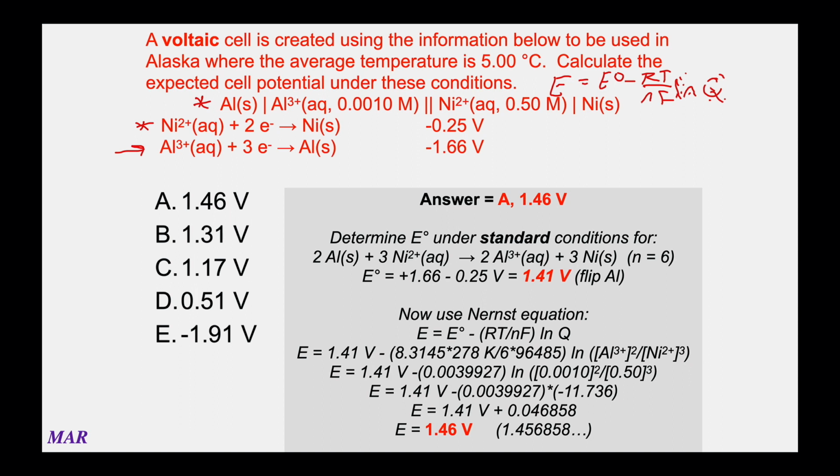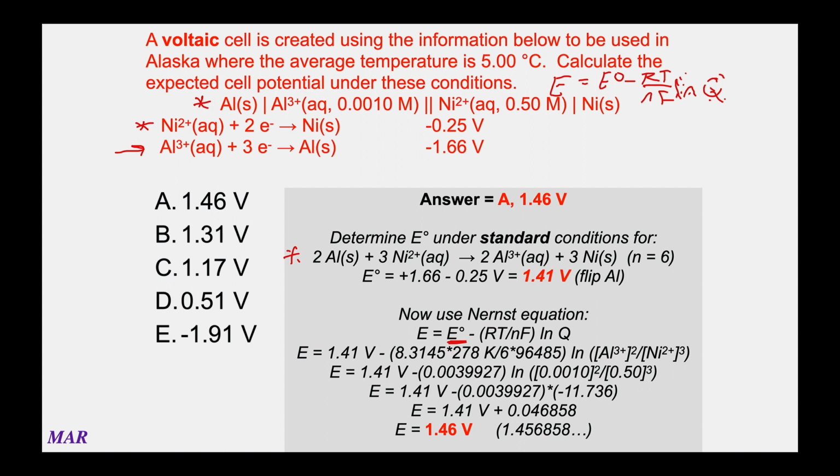First of all, the answer, 1.46. The balanced reaction here, 2 aluminums plus 3 nickel 2 pluses makes 2 aluminum 3 pluses plus 3 nickels. And we multiply those by 2 and 3 to make the electrons cancel. You don't want to show electrons, so N here is 6 electrons. 1.41 is the standard cell potential, E naught, and that's what number goes in right there.